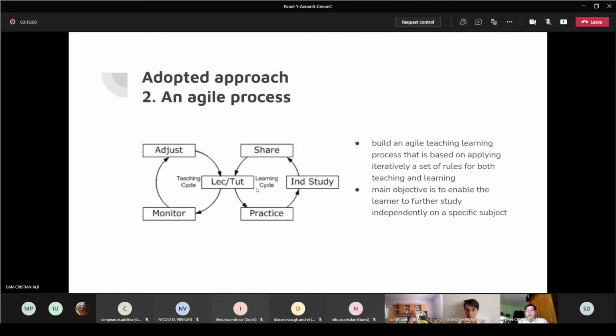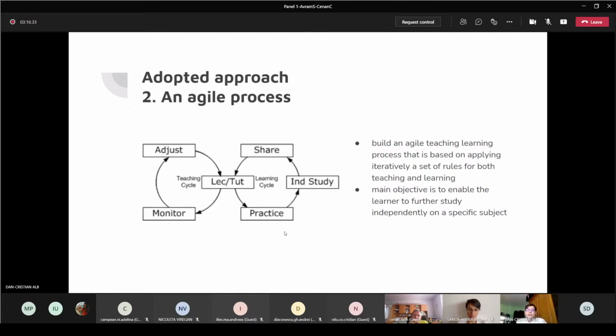They both start from a common midpoint, namely the lecture or tutorial step. As for the teaching cycle, after the lecture or tutorial, the teacher has to monitor the class activity, and after that adjust so that it complies more with the actual group needs. And the students firstly are in the role of observant, assimilating new information presented by the teacher.